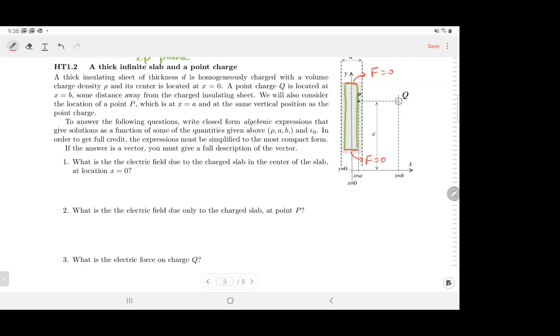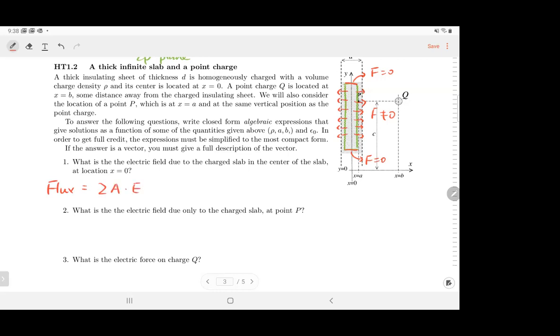So the flux doesn't contribute on the top and the bottom side, but on the side surface, the electric field is perpendicular to the area, the surface. So the flux is not equal to zero. There are two surfaces; these two side surfaces are going to contribute to the flux. So we have the total flux equal to two times the surface area times the electric field.